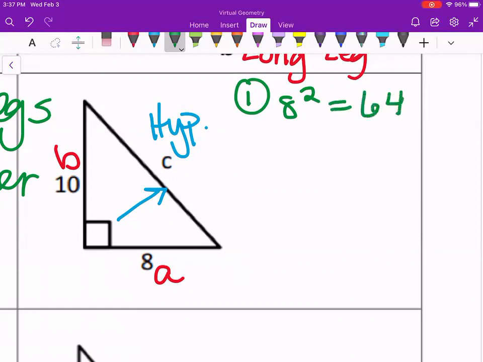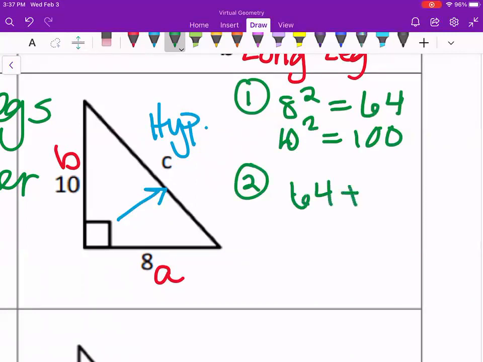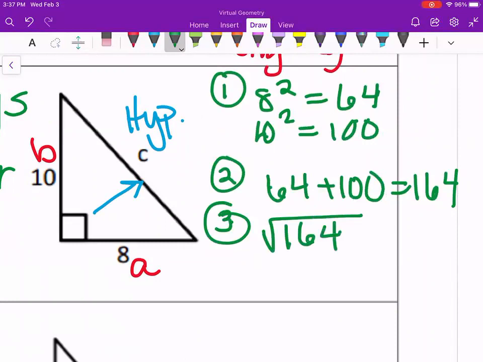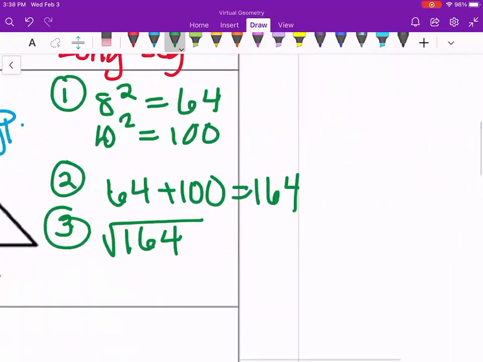Which is 64. 10 squared, which is 100. Step 2 says to add them. So that is 64 plus 100, which is 164. And then step 3, square root it. And this is where we are going to break down that square root. So let's see if we can find two numbers that will give us 164. So we're going to break that down.